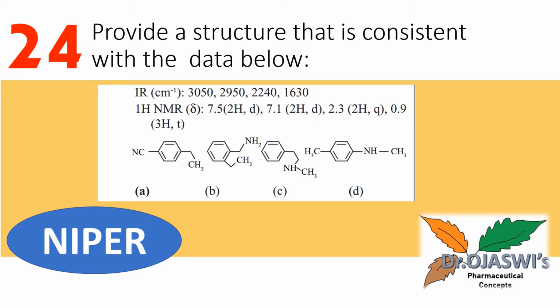Provide the structure that is consistent with the data below. So IR data is given to us and NMR data is given to us. Now here if you see 1, 2, 3 and 4, so 4 peaks are there, and IR information of the 4 peaks is given to us. So let us try to solve this.